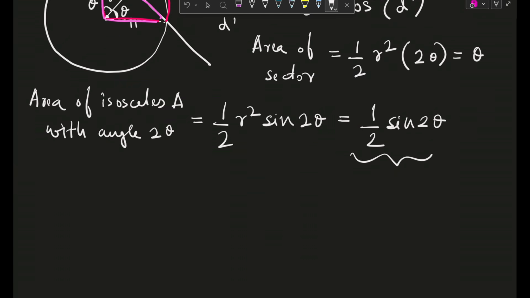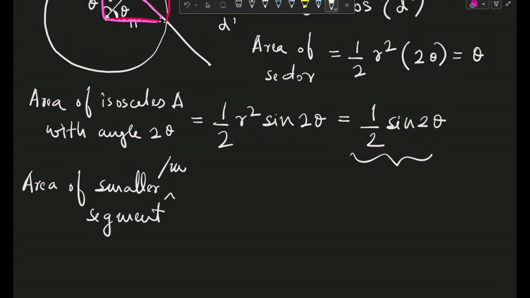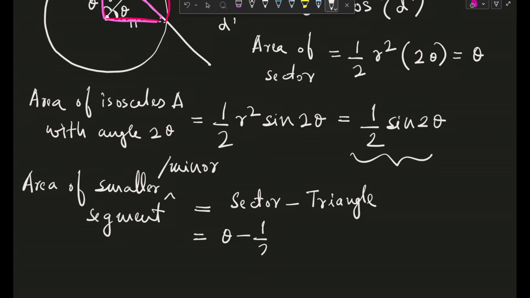So actually the area of the smaller segment, or rather not smaller segment, in real mathematical terms we should say minor segment and major segment, of a circle, it's actually the area of the sector minus the triangle. So this is theta minus half sine 2 theta.